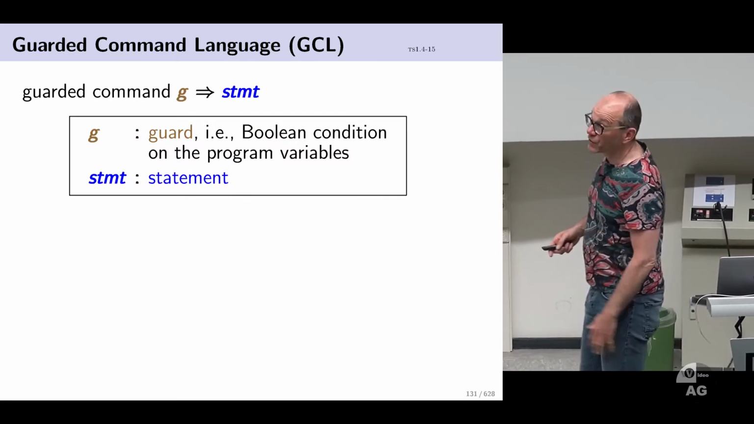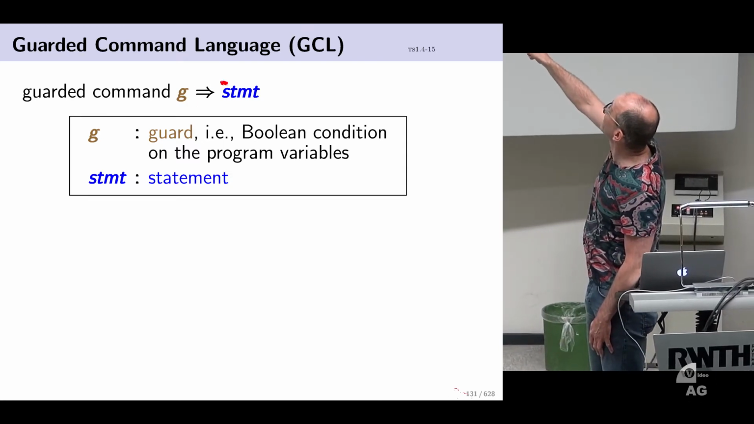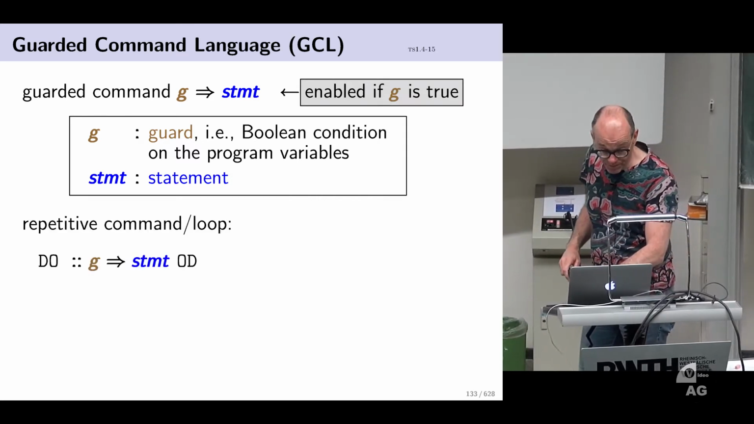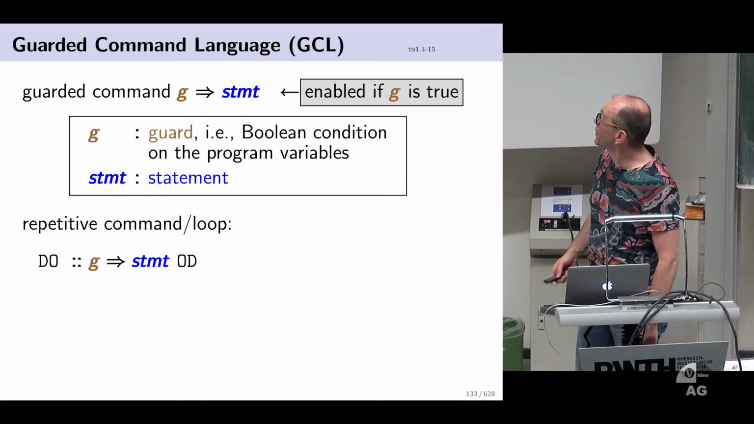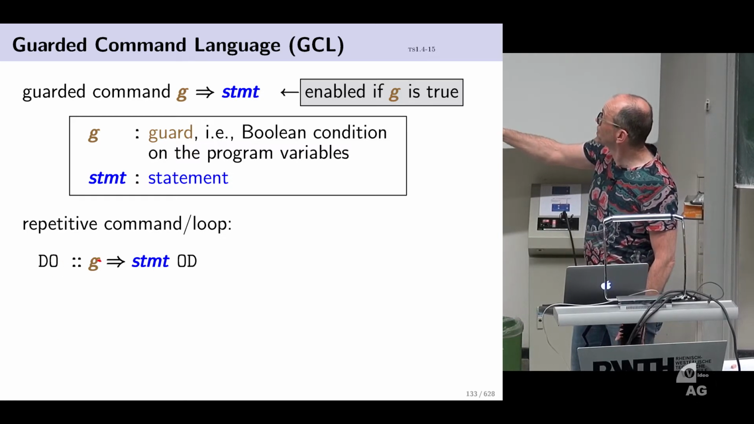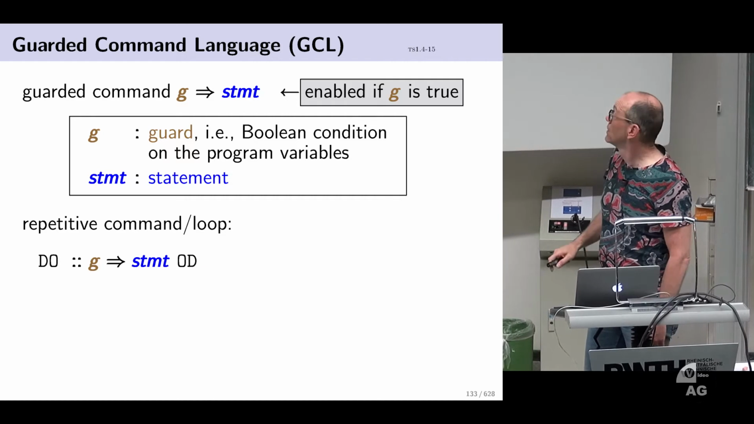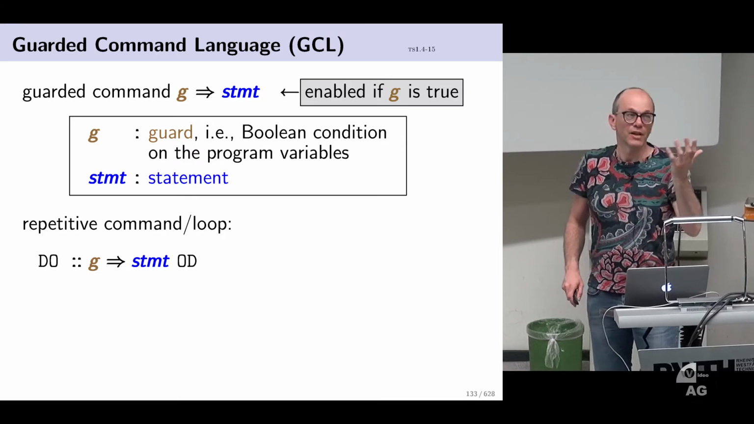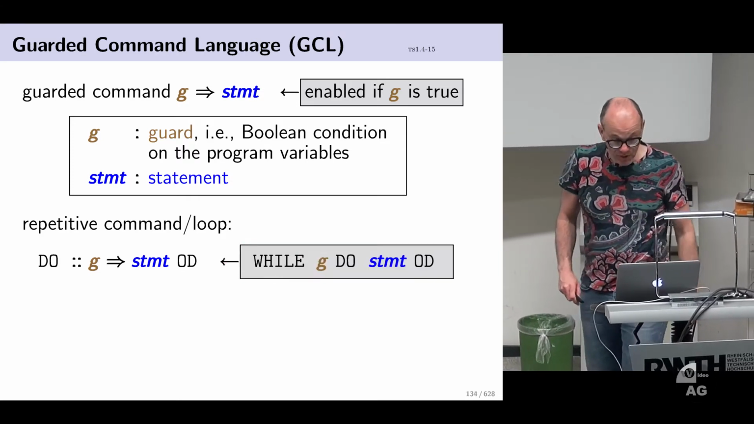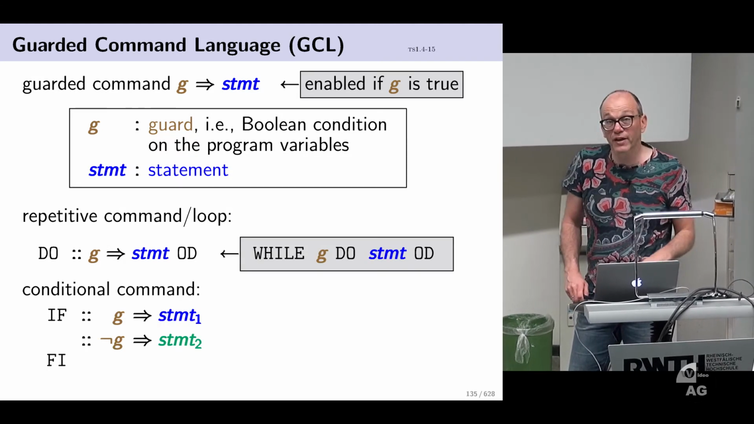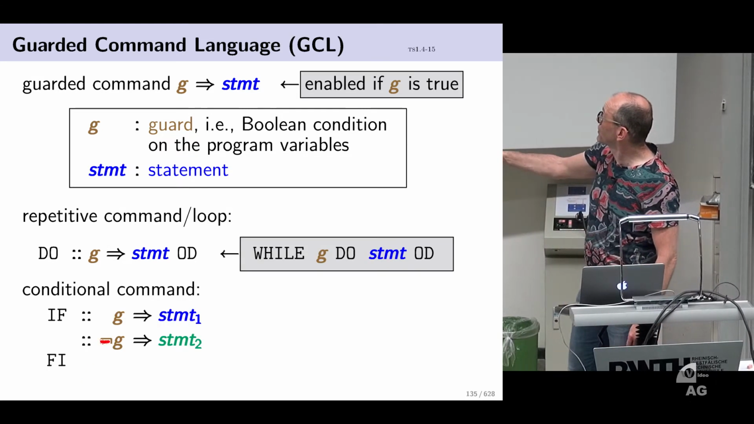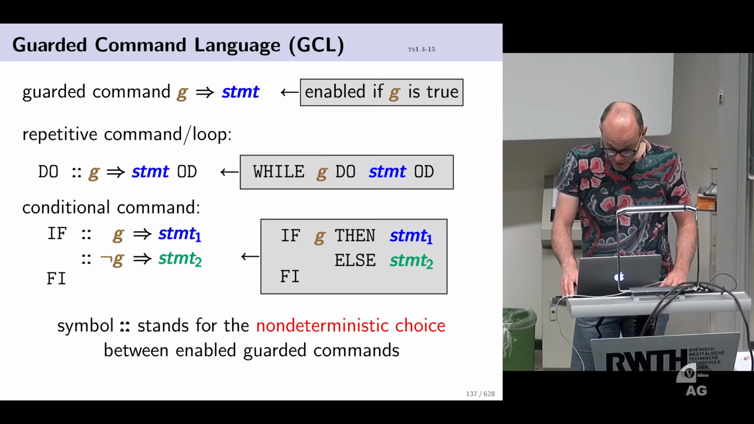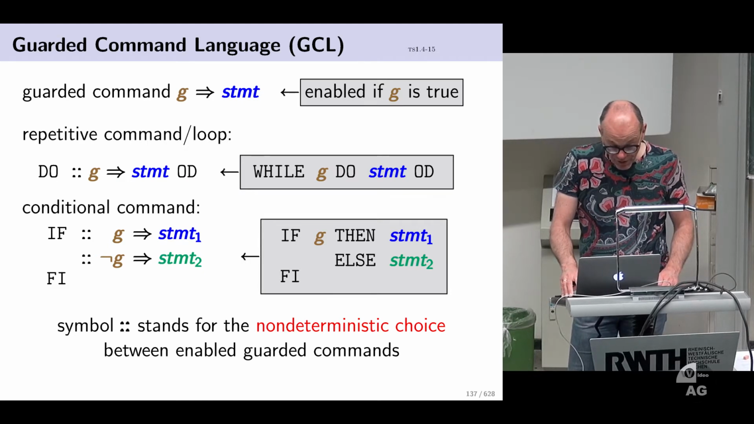So the way Dijkstra defined it was of the following form. We have a guard and then a statement, and this is only enabled if G is true. And then there are loops. Loops in Dijkstra's notation were of the form do: if this guard holds, execute the statement, od. So in my notation it would be something like while G do statement. In Dijkstra's notation it's like this. So that's the way I would write it down probably. If-then-else: if G holds, statement 1; if not G, statement 2. So you can write this down like this. This symbol stands actually for a non-deterministic choice.